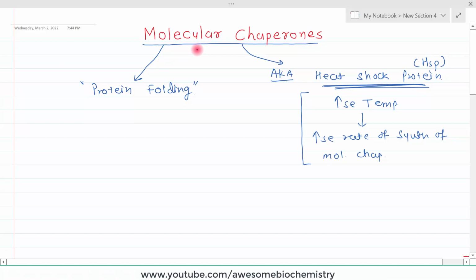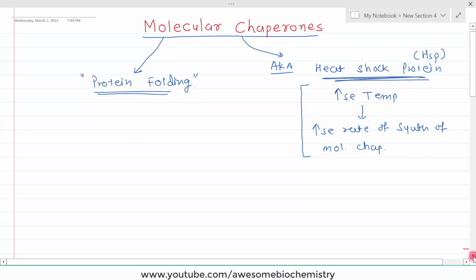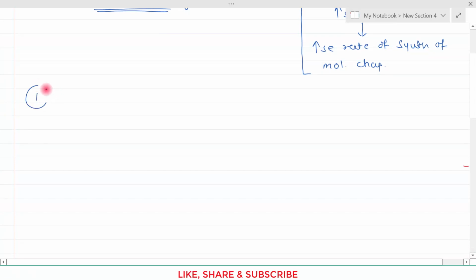Now, these molecular chaperones comprise several unrelated proteins. Okay, it is not a single protein, but a group of proteins which are structurally not similar, but functionally they are similar in that they assist in protein folding. So, what are the different examples of molecular chaperones? The first example is HSP70 and HSP40. Both of these proteins are found in the eukaryotes.